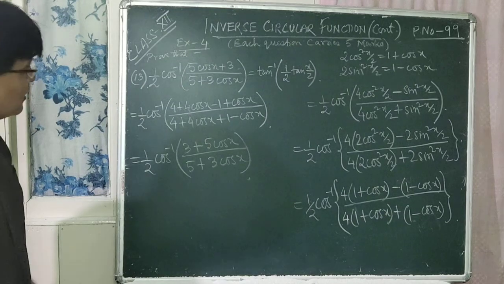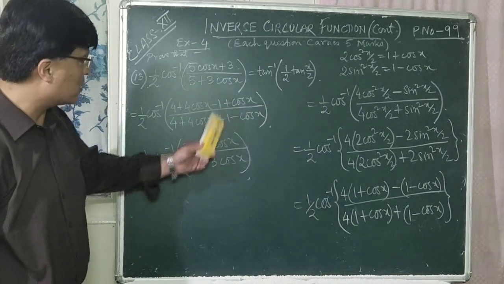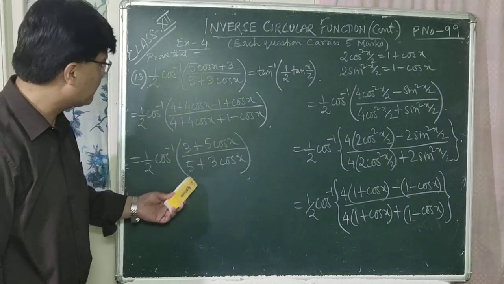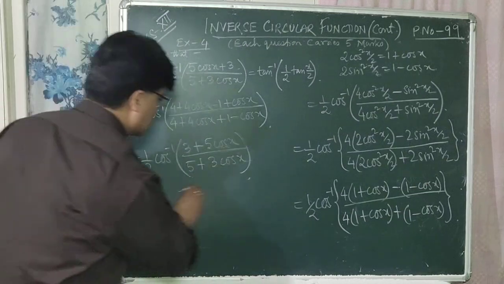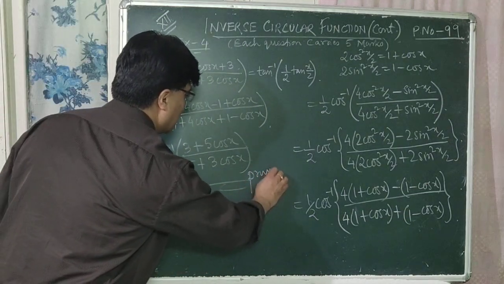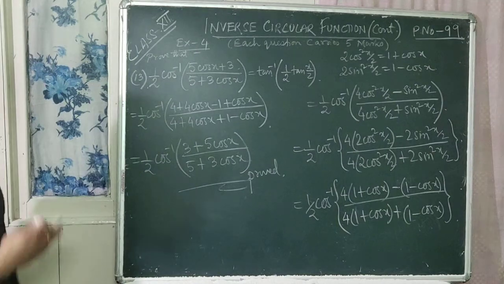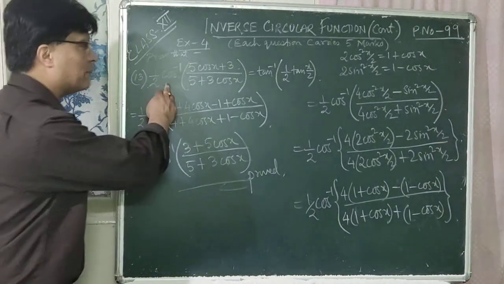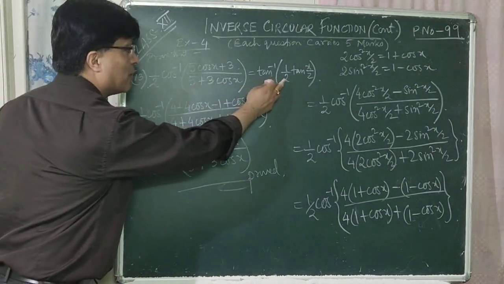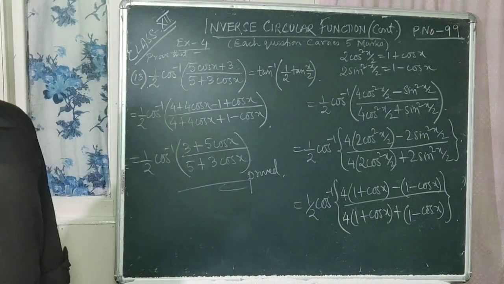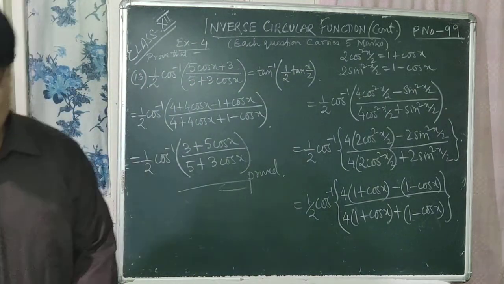So did you get the answer? That is half cos inverse 3 plus 5 cos x, same expression. This is 5 plus 3 cos x. So which is equal to right hand side. So we have, which is equal to, sorry, left hand side. That is where proof RHS is equal to LHS. Okay. So we'll do the next one. You can copy it.